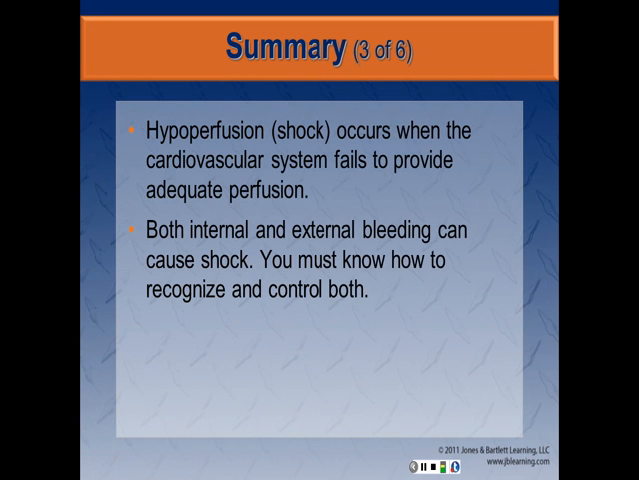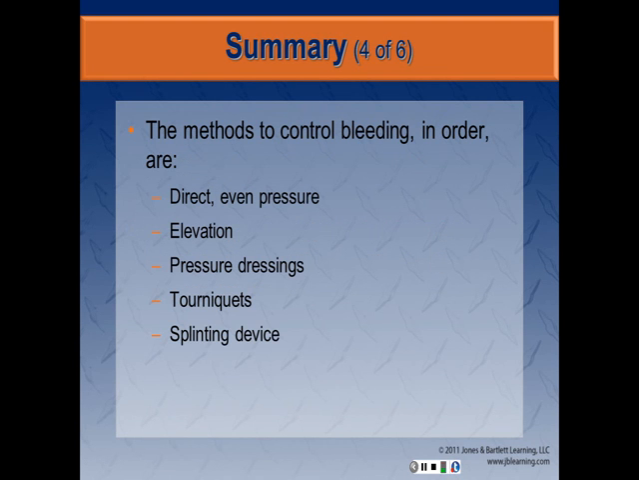Hypoperfusion, or shock, occurs when one or more of these three arms are not working properly and the cardiovascular system fails to provide adequate perfusion. Both internal and external bleeding can cause shock, and you must know how to recognize and control both. The methods of bleeding control in order are direct local pressure, elevation, pressure dressing, tourniquet, and splinting.